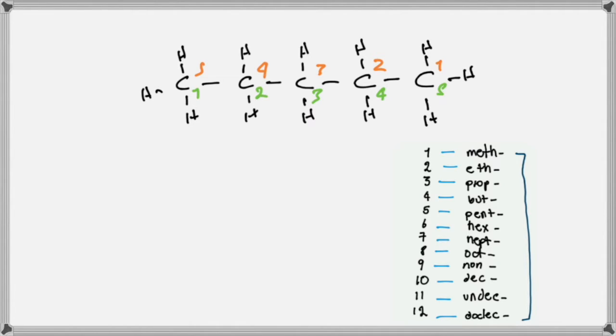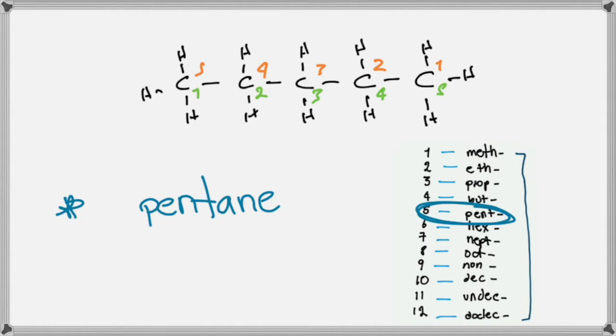We can see that the name for a carbon chain that has 5 carbons is gonna be pent. So if we put pent, and as we already can see, this carbon structure has no double bonds or triple bonds, so it has just single bonds, so it's gonna be an alkane. So we have the suffix "-ane", so the IUPAC name for this compound is gonna be pentane.